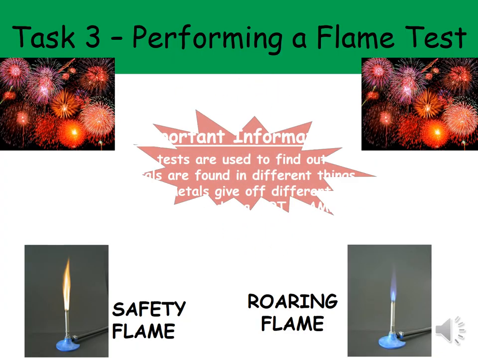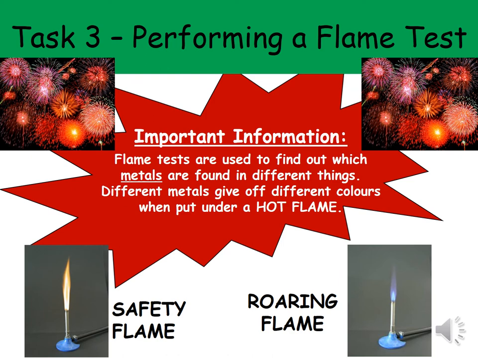Now that we have looked at how to set up a Bunsen burner safely and correctly, we are going to look at how we carry out a flame test. Now, flame tests are used to find out which metals are found in different things. And we can use flame tests because different metals will give off different colours when they are put under a hot flame. This is the same as when we have fireworks. We have different metals within the fireworks, and that's how we can get the different colours when they are lit.